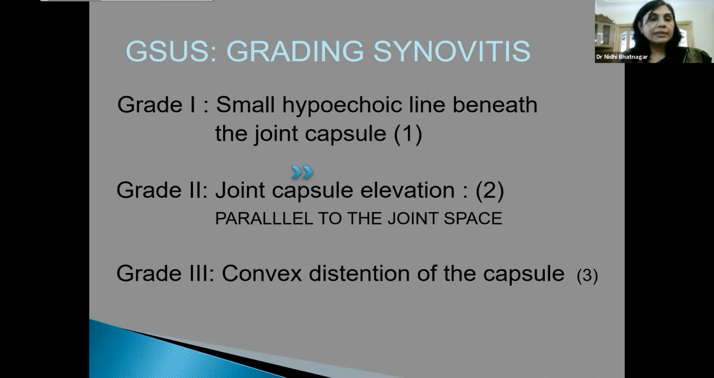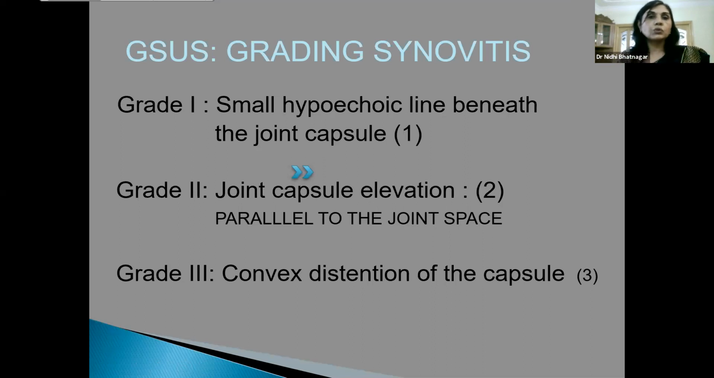So on a grayscale ultrasound, how do we grade the synovitis? Grade 1 is when there is a very small, thin hypoechoic line you see beneath the joint capsule, and this is then given score 1. Grade 2, there is a joint capsule elevation. That means there is a distension of this capsule. However, it still remains parallel to the joint line and is given score 2.